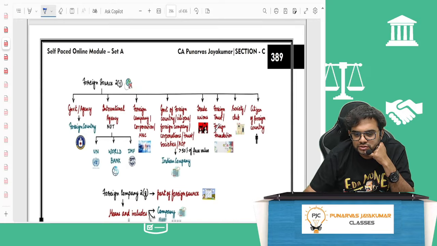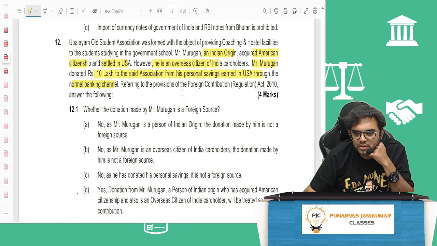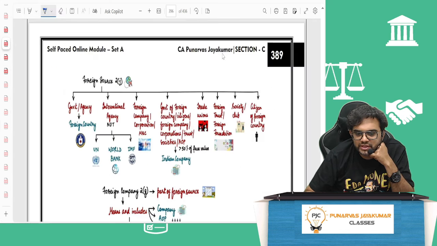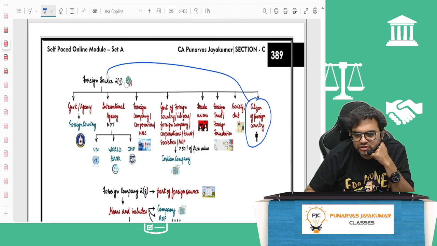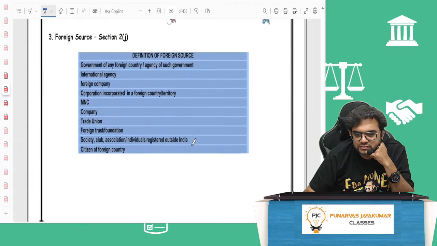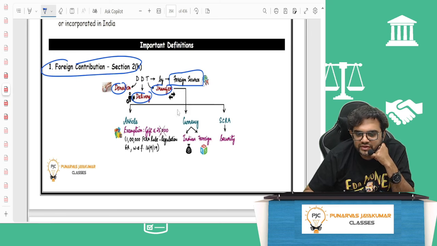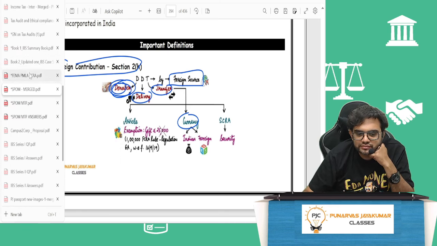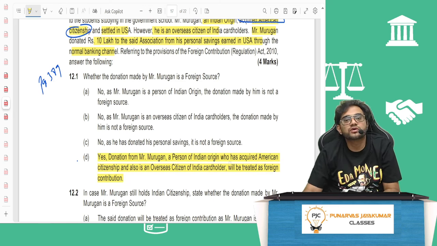So come to page 389. Has he become a citizen of a foreign country? Acquired American citizenship. That's all. So you see here, a citizen of a foreign country is a foreign source, and any donation, delivery or transfer of money by a foreign source will be a foreign contribution. Here I am giving currency, I am sending money to India. Donation to India, donation to India. Right? So answer: yes. Donation from Murugan, person of Indian origin who acquired American citizenship, will be treated as foreign contribution as per FCRA.